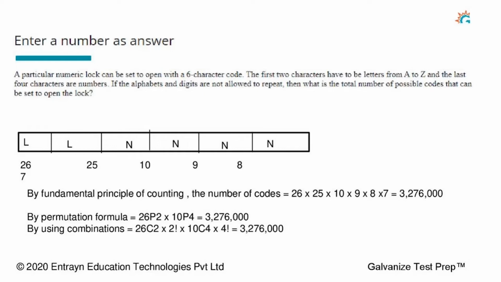repeated. In case a question says the digits and alphabets can be repeated, the answer would be 26 times 26 times 10 times 10 times 10 times, and that is 26 square times 10 power 4. That would be the right answer here.